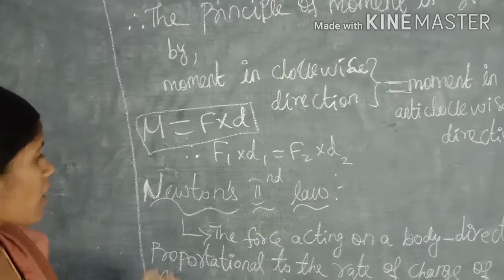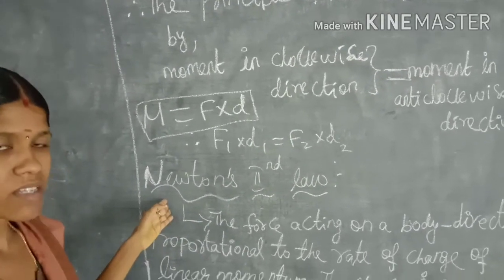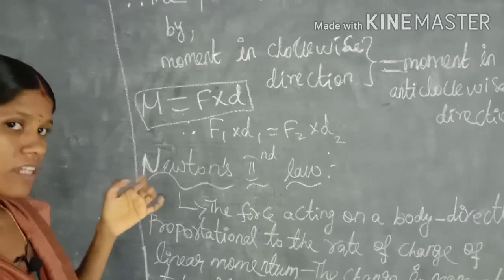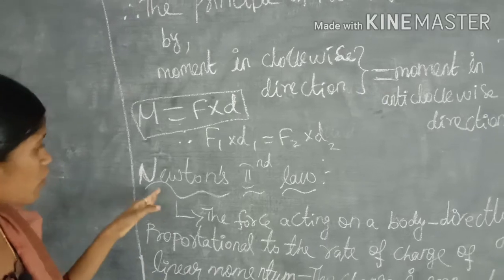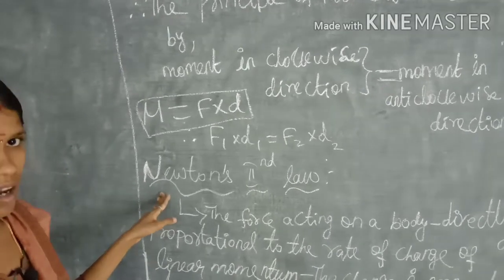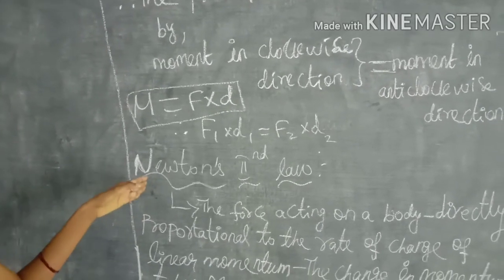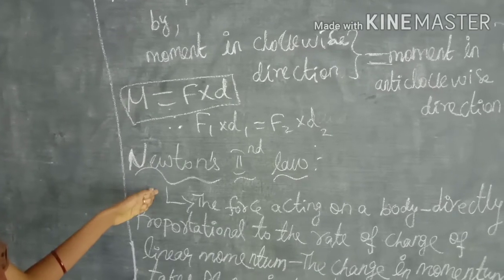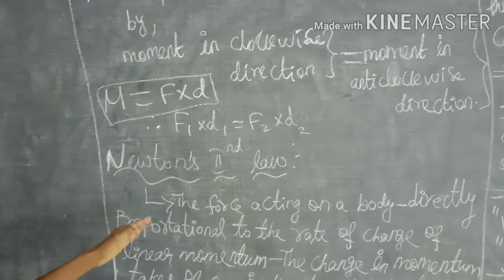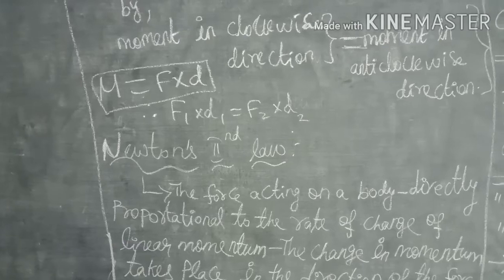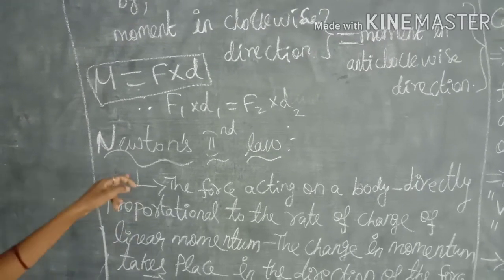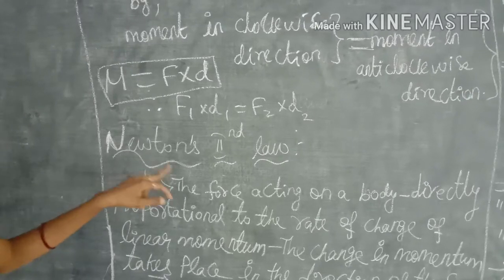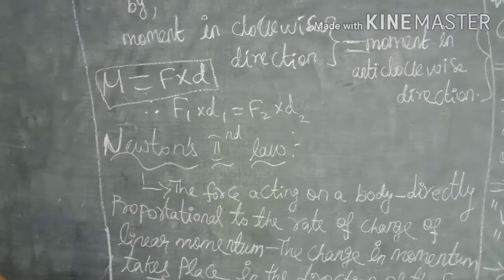Okay students, our next topic is Newton's second law. On that day we already saw Newton's first law, and now we are going to learn about Newton's second law. According to Newton's second law, first we have to consider one body or object. Body means any material, substance or object. So we consider one body that has a force, capital F.